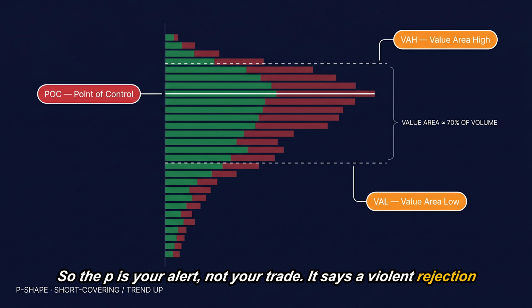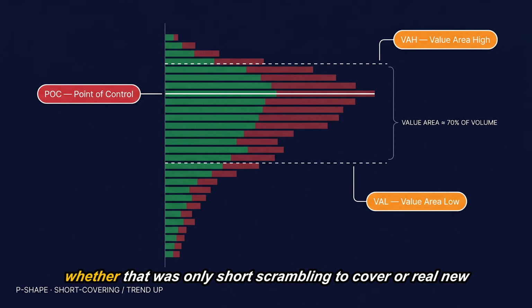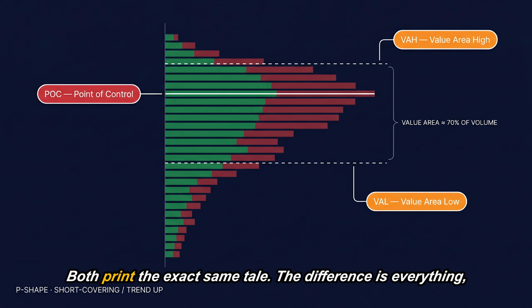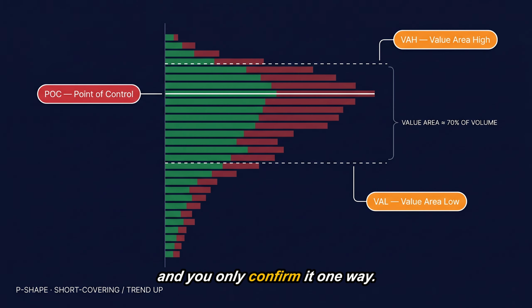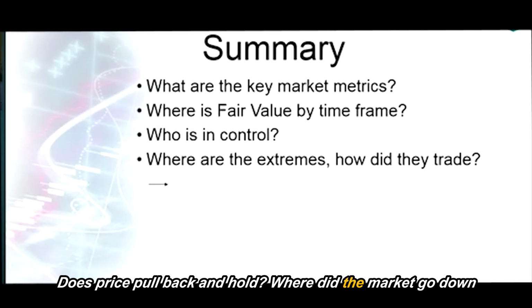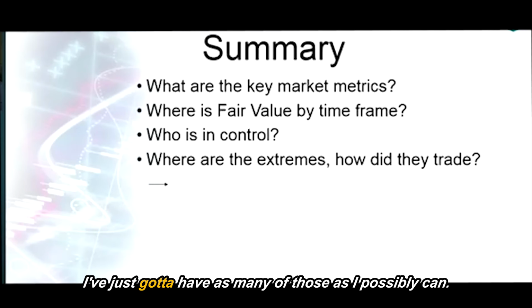It says a violent rejection of the lows just happened. What it can't tell you on its own is whether that was only shorts scrambling to cover or real new buyers stepping in low with conviction and defending. Both print the exact same tail. The difference is everything, and you only confirm it one way. Does price pull back and hold? Where did the market go down to that the buyers came in and said, my God, that's so cheap, I've just got to have as many of those as I possibly can.